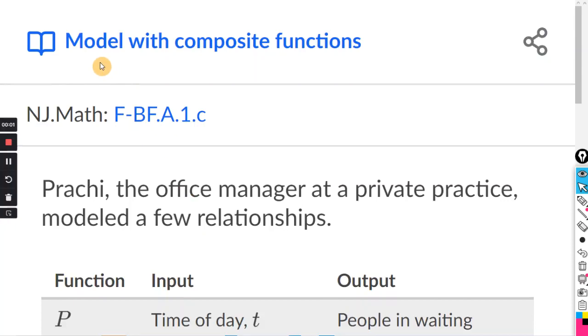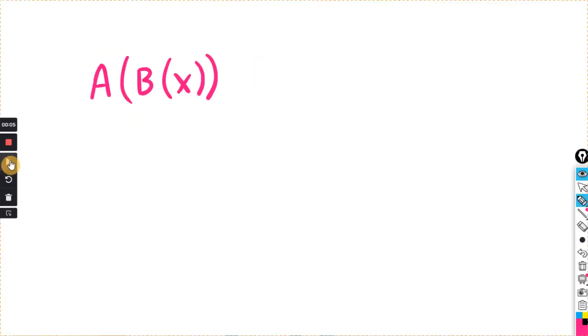This will be for the con exercise, model with composite functions. All right, let's say you have a composite function, a of b of x. Okay, so this is basically a function within a function. And this variable x is going to be your input variable.